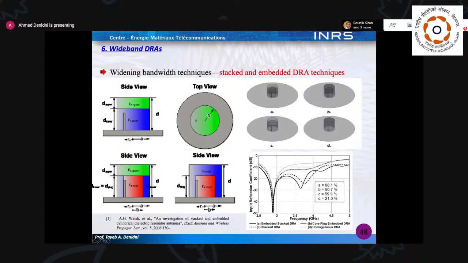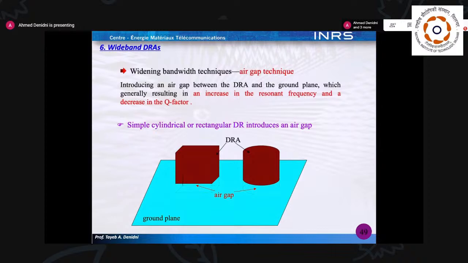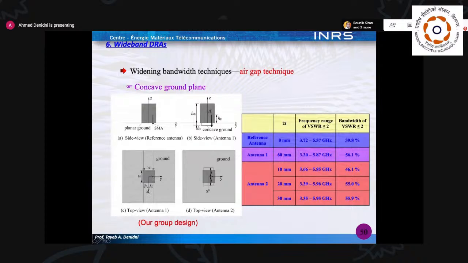We can also widen the bandwidth by creating an air gap, for example, between the resonator and the ground plane, or here for the cylindrical material. I give some examples here. We create an air gap in the ground plane, or just in a limited region. Here we have two designs, done by one of my students.